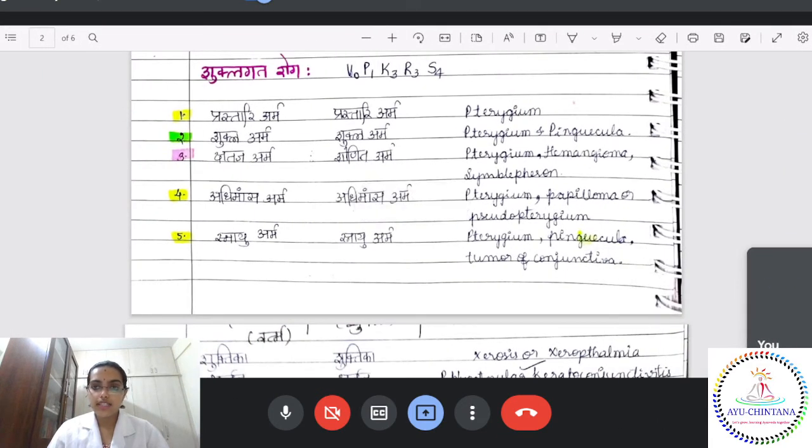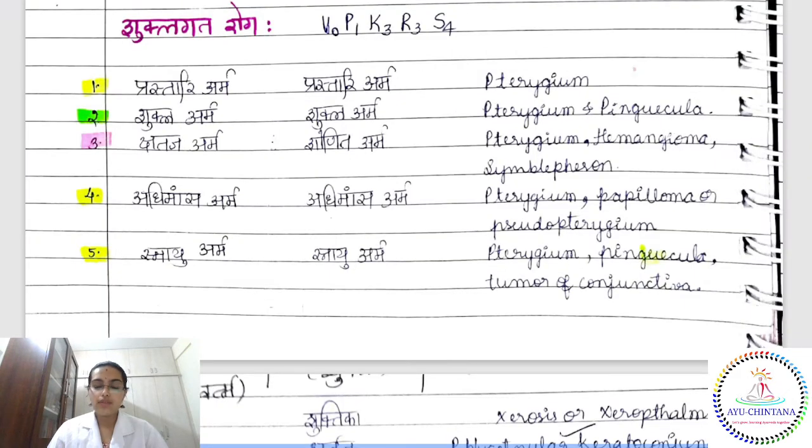So now understanding the Shuklagata Vyadhi, what is the first thing we have to do? Remembering the names of the Shuklagata Vyadhi. As there are 11 Shuklagata Vyadhi, here also we are dividing it as 5 plus 6. In Sandhigata Vyadhi, we remember it as 5 plus 4, and here we are remembering it as 5 plus 6. What are all the 5 present in Shuklagata Roga? It is 5 types of arma.